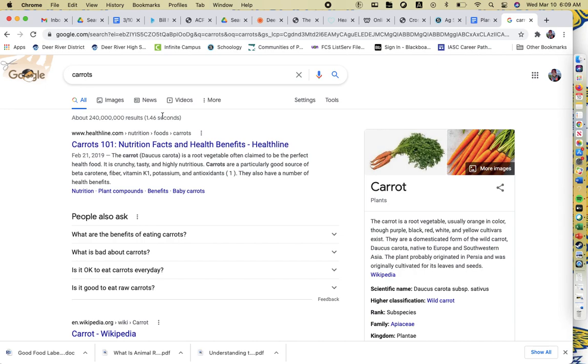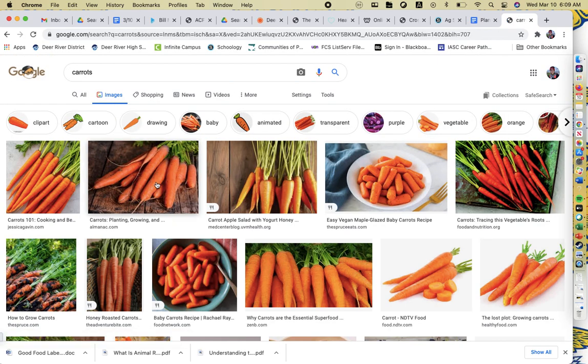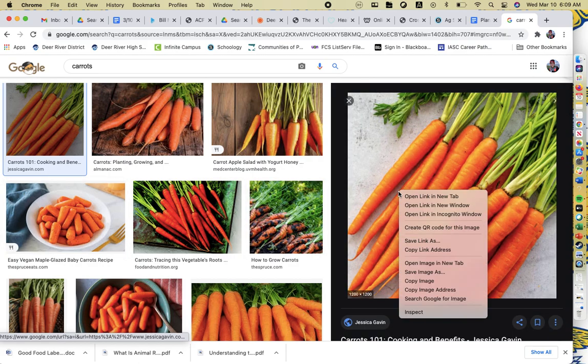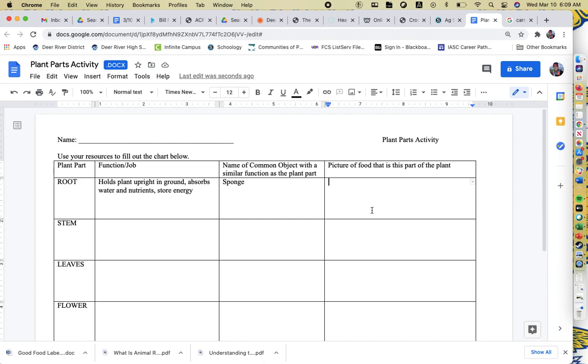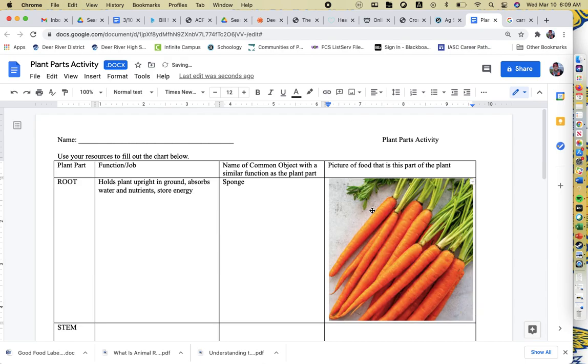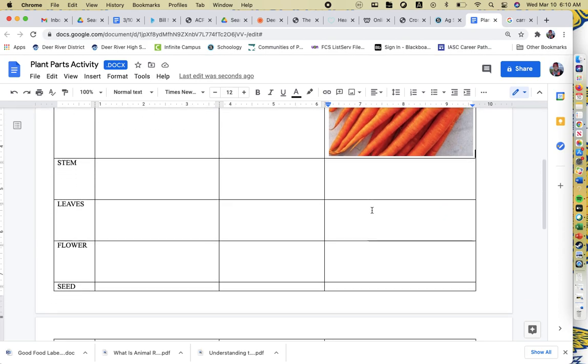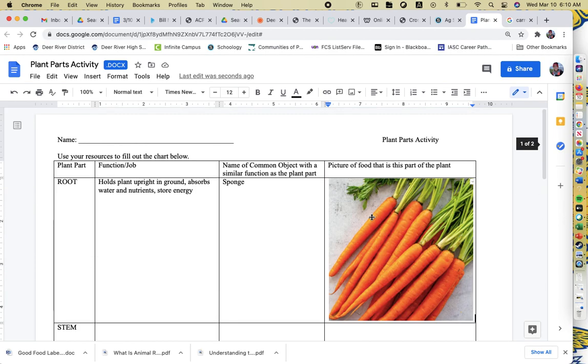You can also search up, copy image, any edible plant roots and see what you find. But that is that. So that would be the answer to your first one. You just got to do the same thing for stem, leaves, flower, seed, and fruit.